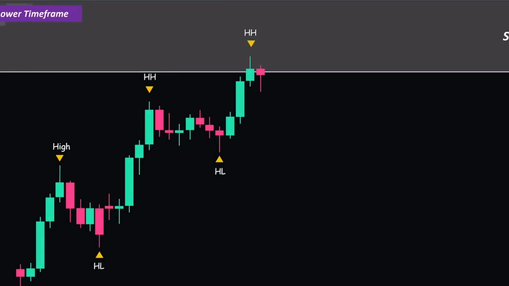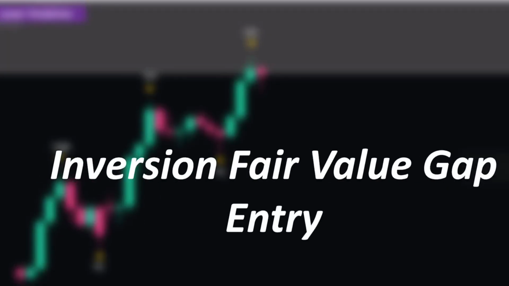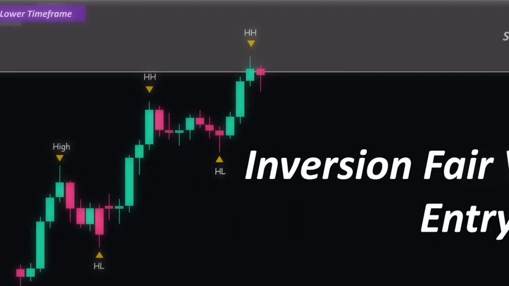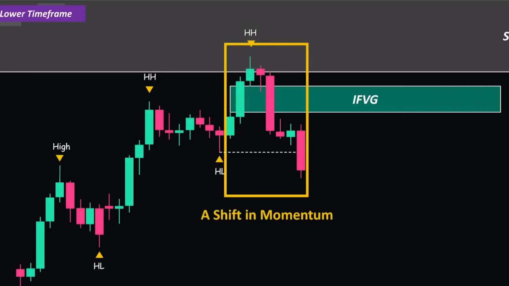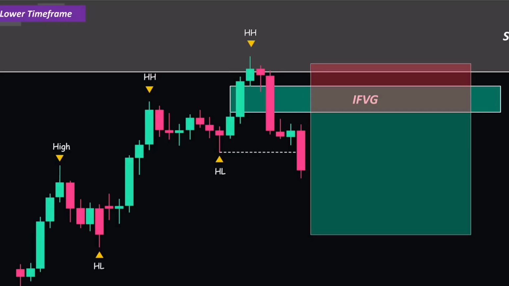The second entry type is an inversion fair value gap entry. If an inversion fair value gap forms after price enters a supply level, it shows a strong shift in momentum. This is a powerful reversal signal and can create some of the best trading opportunities. We place a sell limit at the start of the zone and set our stop loss above it.